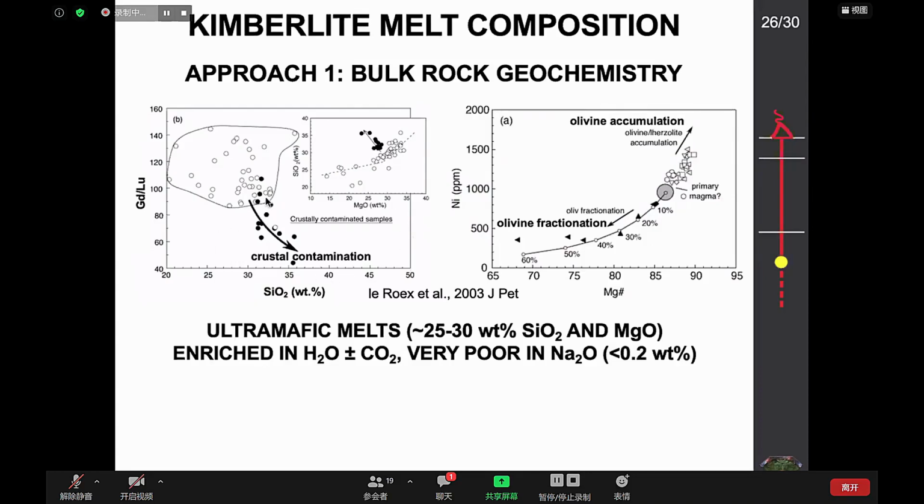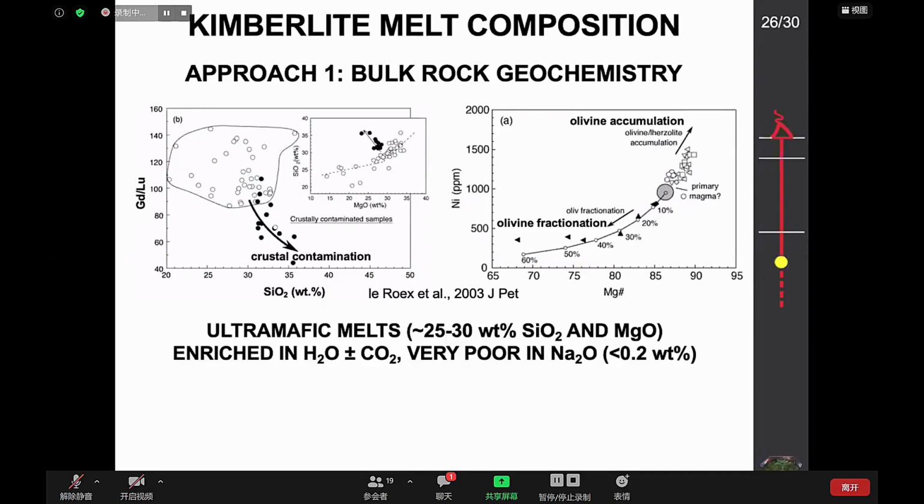out crustal contamination. For example, here you can see a chart of silica versus gadolinium over lutetium, or silica versus magnesium. And crustally contaminated kimberlites have lower magnesium, higher silica, higher heavy rare earth elements, higher lead, and so on. Then he applied other screens to essentially either subtract accumulated olivine, so olivine that you find, olivine xenocrysts if you want, or add olivine that's fractionated. This is a chart of magnesium number versus nickel, again for bulk compositions. What he came up with is essentially an ultramafic melt composition with not too much silica, up to about 30%, but a lot of magnesium.